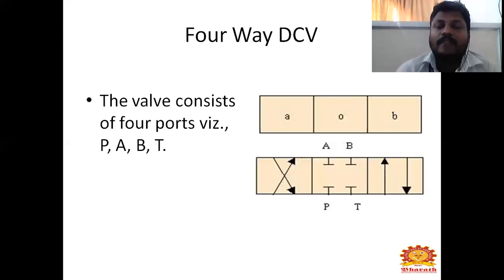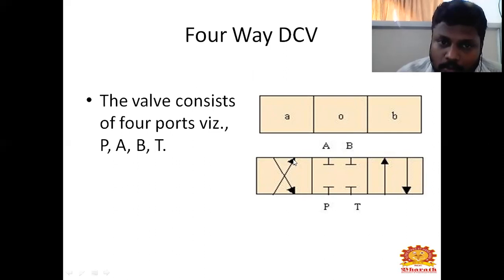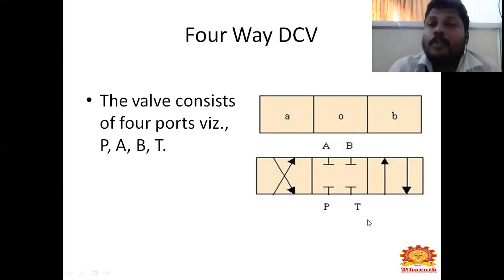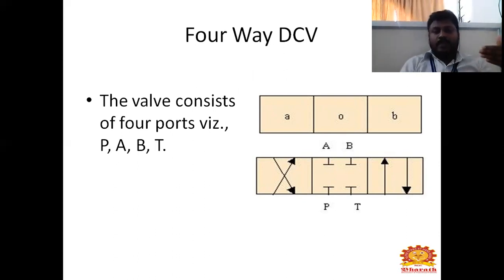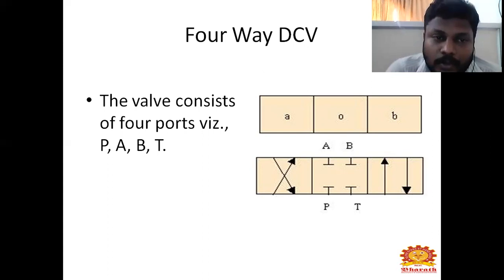Next one is your four-way valve, where in the four-way valve you will be having four ports. See here, each position has ports 1 2 3 4. This is a 4 by 3 valve, where you will be having four ports with three positions. The middle between them is considered zero, where no work will be done; it is an off state. And next one, this is the B position. The valve consists of four ports, P, A, B, T.